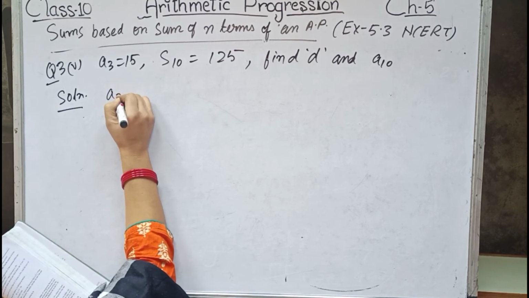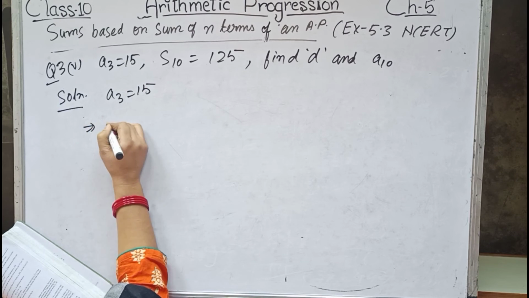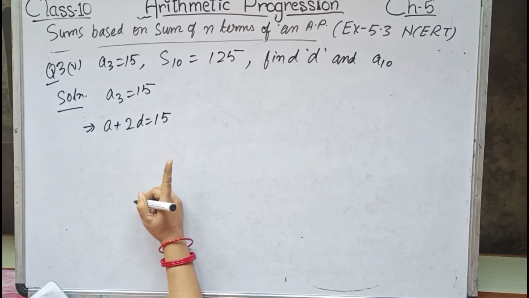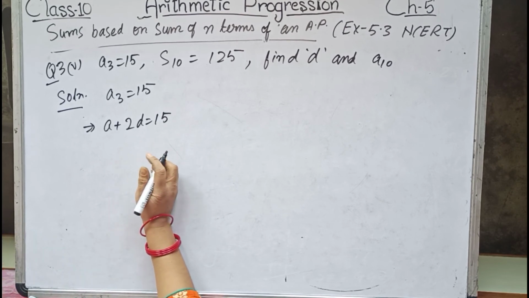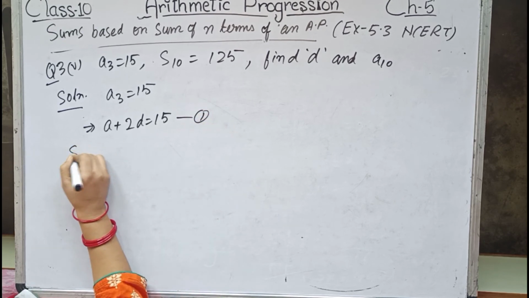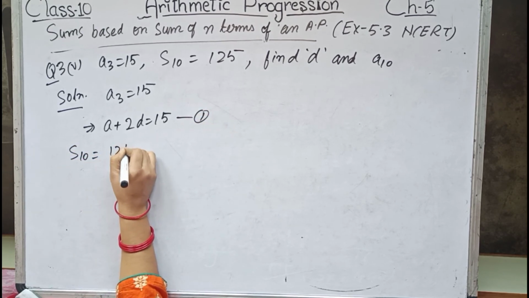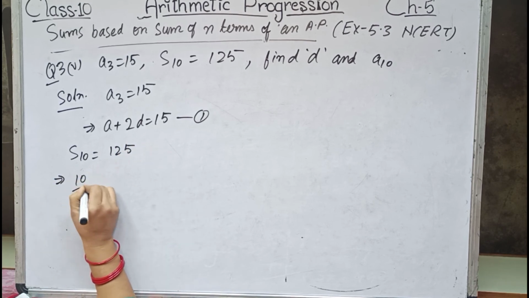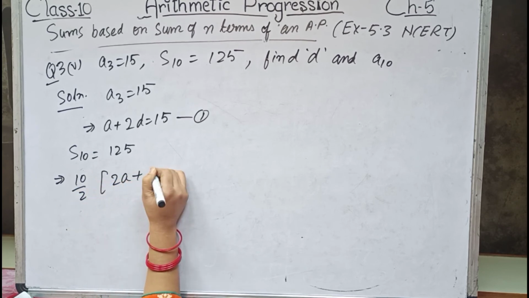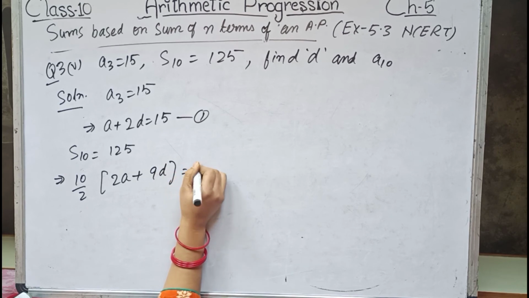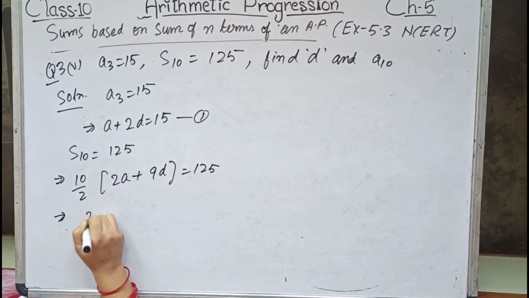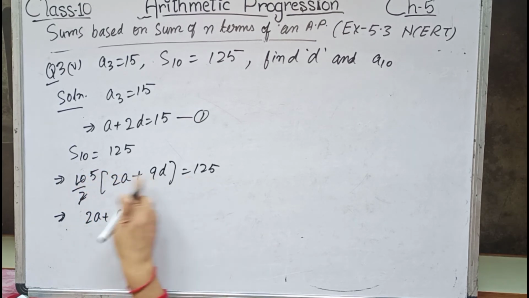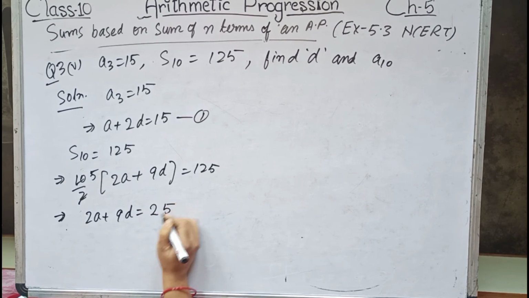So A3 is 15. This implies A plus 2D equals 15. Now over here neither A nor D is given. So let us make it equation 1. Now S10 equals 125. So this implies n by 2 into (2A plus (n minus 1) into D) equals 125. This implies 2A plus 9D equals 125 by 5, so 5 times 5 is 25.